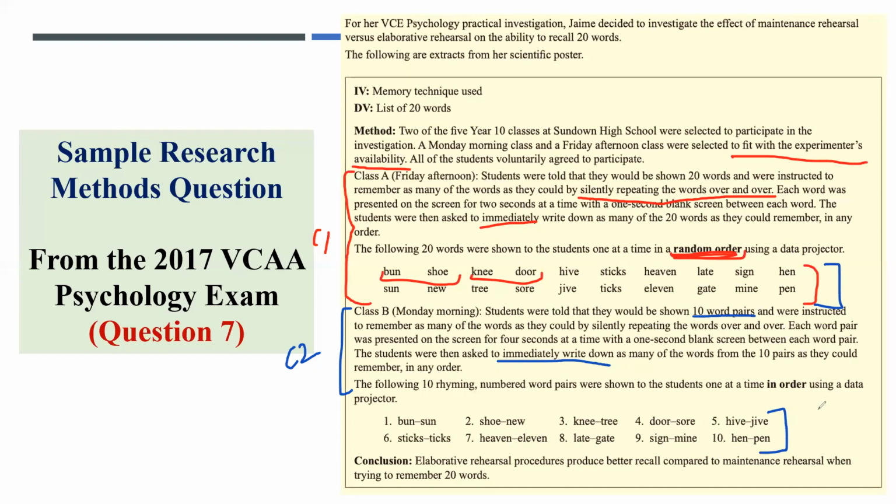Not just because they've been given rhyming words, but because we know from studying the types of rehearsal that elaborative rehearsal often leads to better long-term storage and retrieval of information because you're giving meaning to that information. You're not just blindly repeating it and blindly memorizing it to yourself. So that's why the conclusion of this study is also that elaborative rehearsal procedures produce better recall compared to maintenance rehearsal. In other words, the performance of class B in terms of their memory recall was much better than class A.